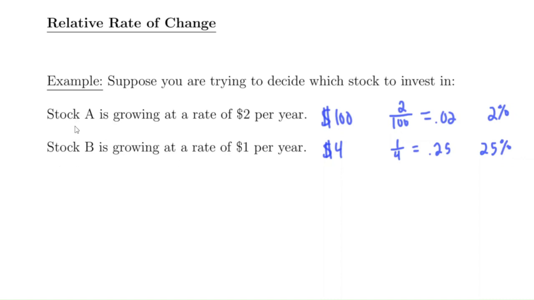So, what really matters here is not the absolute rate of change of the stock price for these two stocks, $2 per year or $1 per year, but what's called the relative rate of change of the stock price. So this one would have a relative rate of change of 0.02, or expressed as a percentage, it'd be 2%. This one, the relative rate of change is 0.25. Now, I'll give a precise definition of relative rate of change in just a minute, but we're just trying to understand the concept for right now.